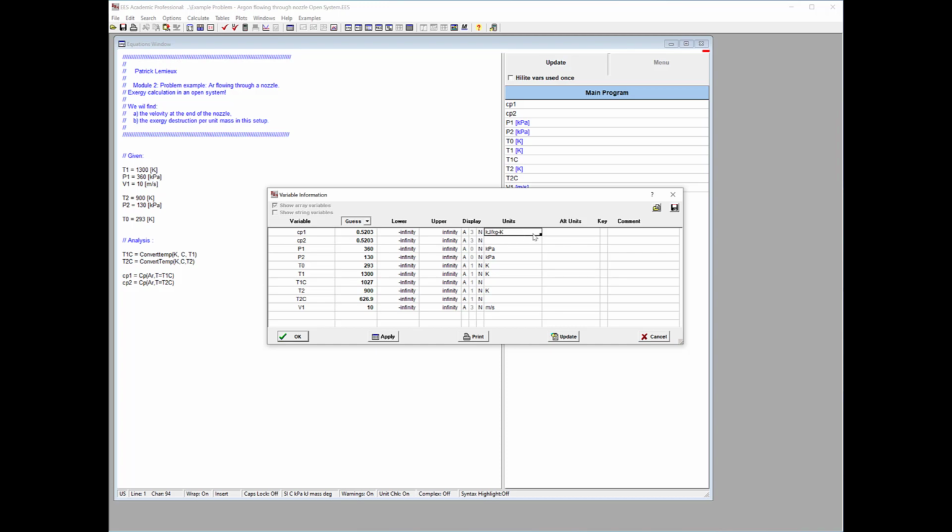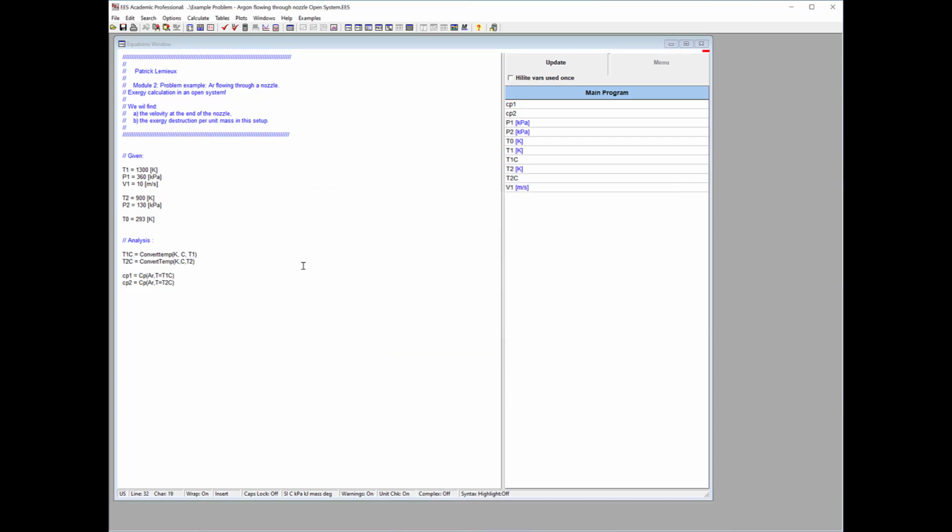Neat little trick here. If you've got to copy a bunch of units to different places, you can just drag that little bullet and boom, it copies it down. So if I had like 18 different CPs there, I don't have to type it 18 times. Kind of nice. T1C, that's my guy in Celsius. T2C is in Celsius. And you notice that the other ones that I define using square brackets are naturally populated there, so everything looks good.